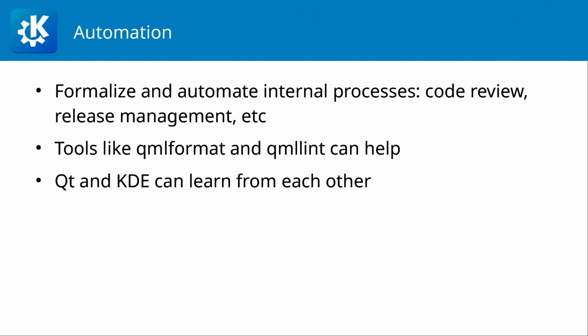The first one is automation, which is about formalizing and automating some internal processes like code review, release management, community management. And Qt offers tools like QML format and QML lint that can help us automate and consistently quality check our software, which helps us achieve these goals. And both KDE and Qt are very successful open source communities in their own rights, and there's a lot that we can learn from each other when it comes to building a successful community.